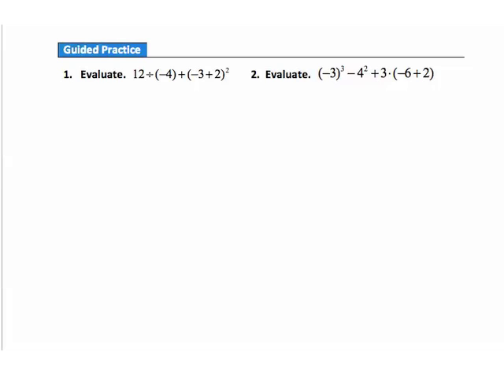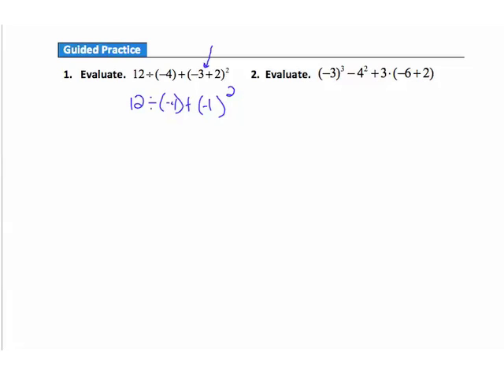Question 1. We need to evaluate this expression, so we're going to start with parentheses, and we do have some work in the parentheses here. So I'll write 12 divided by -4 plus, let's get an answer inside those parentheses now. A -3 plus a +2. Well, I have one more negative than positive, so that's going to give me a -1.